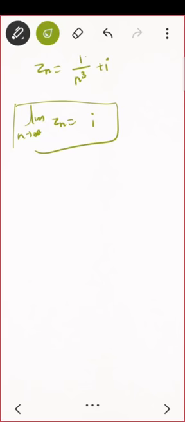And there may be a question where you'll be given some epsilon value and you'll be asked to find the delta, or asked to find the n naught, and that is also easy. You just have to follow the definition, correct?